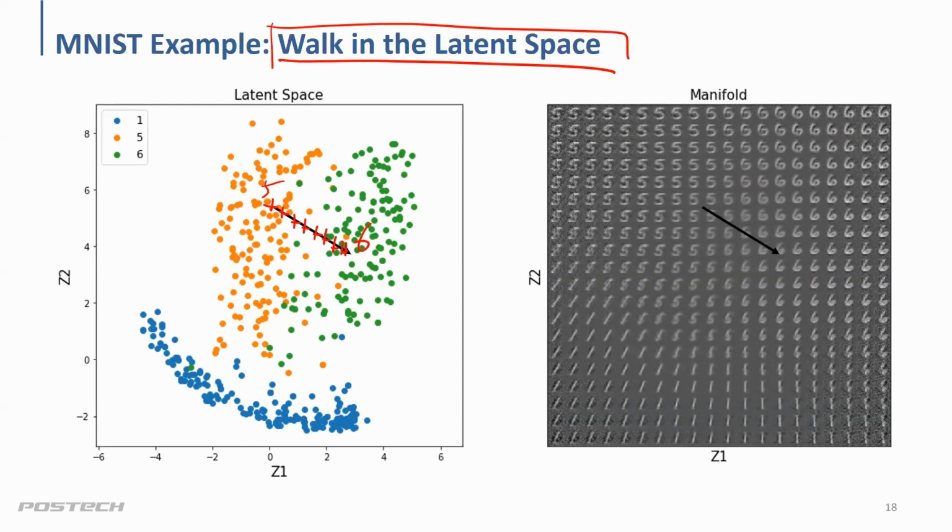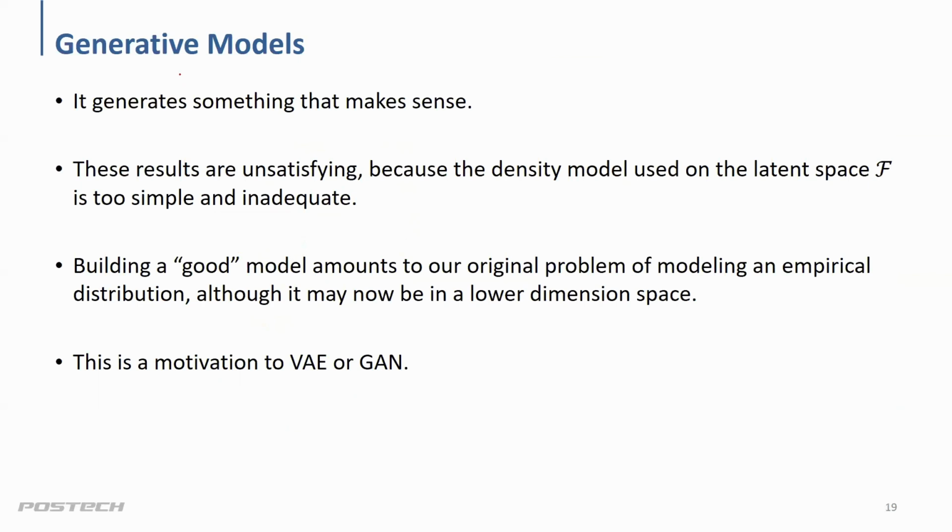So it's more meaningful to walk in the latent space instead of the original space, because in the original space, in the higher dimensions, a lot of information is redundant, right? So a generative model generates something that makes sense. But as you can see, some of the results are unsatisfying, but that's okay, because the network that I've used for demonstration is too simple.